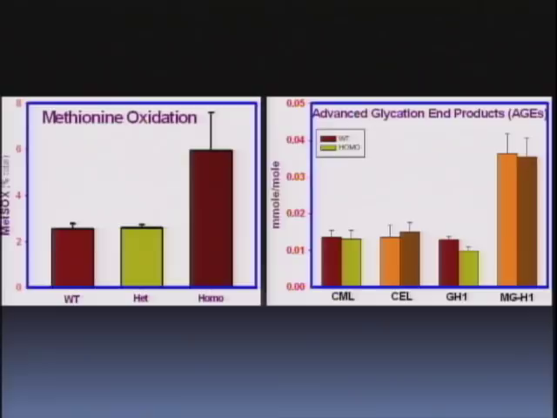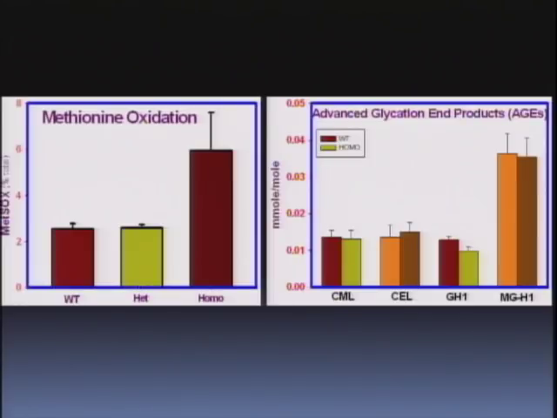We also found those homozygous knockout mice, which we named LEGSKO mice, have a high methionine oxidation. It indicates that oxidative stress is increased in the LEGSKO mice. But we did not see any change in terms of glycation, the post-translational modification glycation particularly.